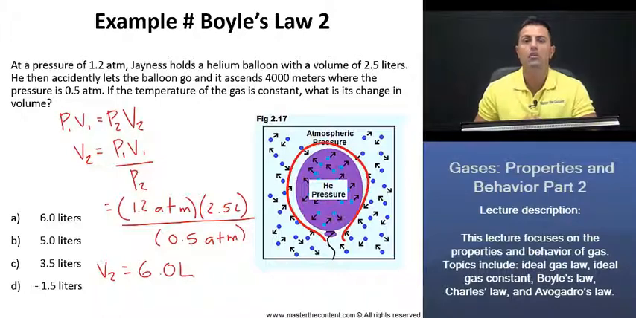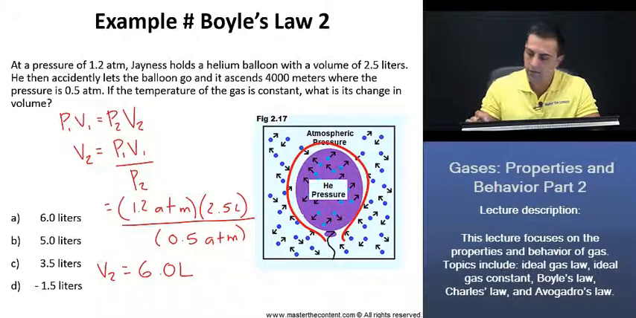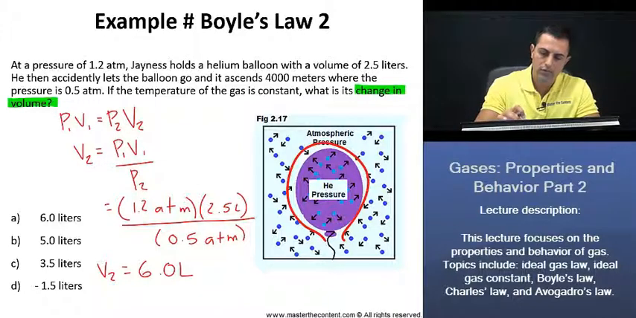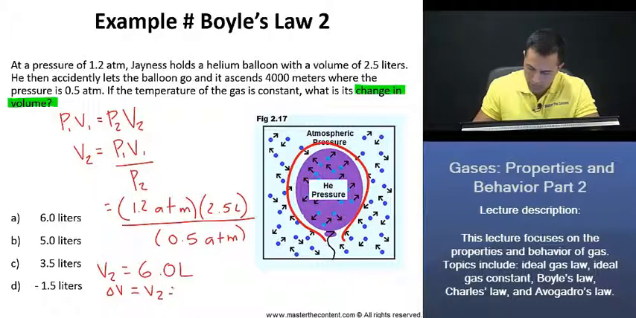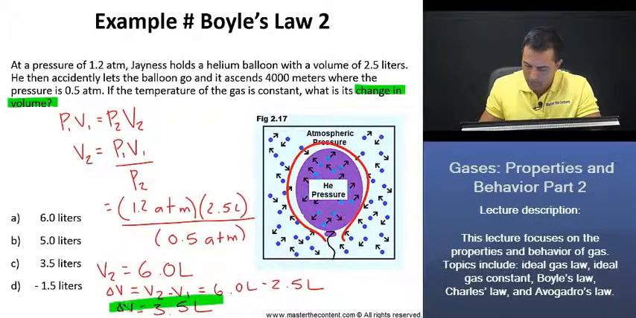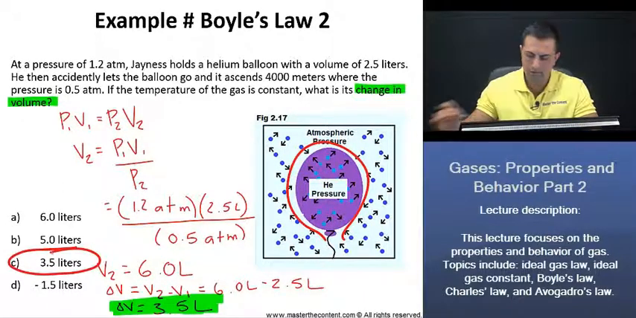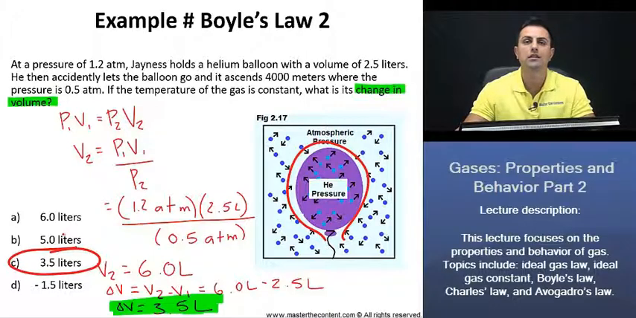Now, are we done? No, we're not done. And why is that? That's because we're being asked for the change in volume, right? This is just going to be the final volume. Thus, to find the change in volume, we're going to have to use the following equation, where V2 minus V1. And we know V2 is going to be 6 liters, and that initial volume was 2.5 liters. Thus, that change in volume is going to be 3.5 liters. Thus, C would be our best answer there. Great. Let's now continue to our next slide.